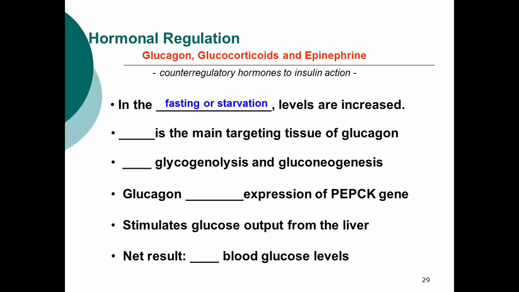And the other key hormones that regulate metabolism are glucagon, glucocorticoids, and epinephrine. Glucagon basically rises during the fasting condition, right? And it should stimulate gluconeogenesis and glycogen breakdown, and should inhibit glycogen synthesis and glycolysis, right?